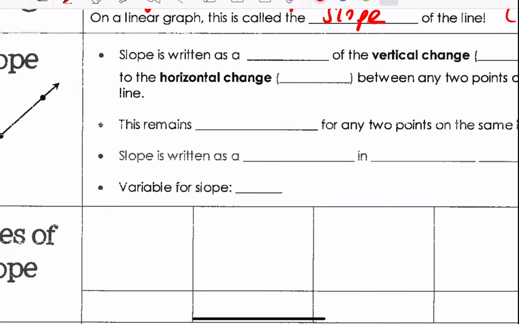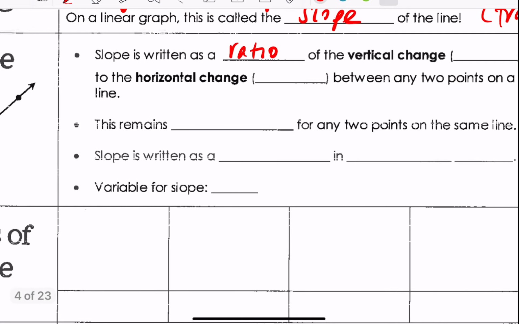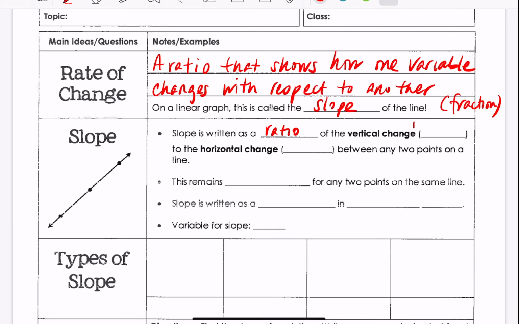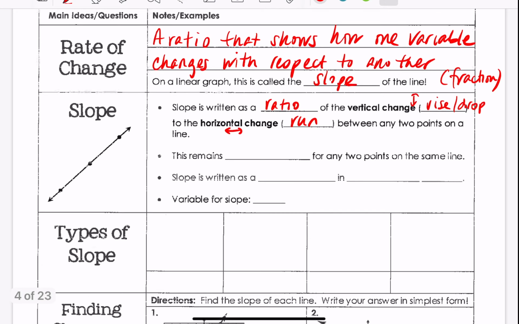So next up, slope is written as a ratio of the vertical change. So that vertical change is like this, right? Sometimes they call it the rise. I sometimes call it the drop if the slope is negative, but it's the vertical change to the horizontal change. And horizontal change is left to right. They call that the run, so they call slope rise over run. You'll see that a lot between any 2 points on the line.